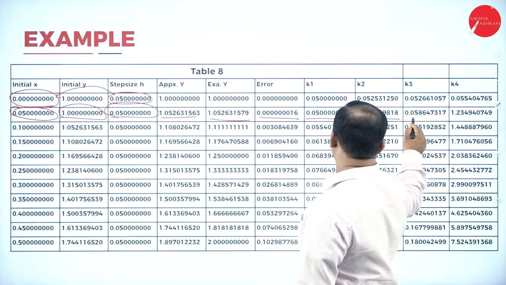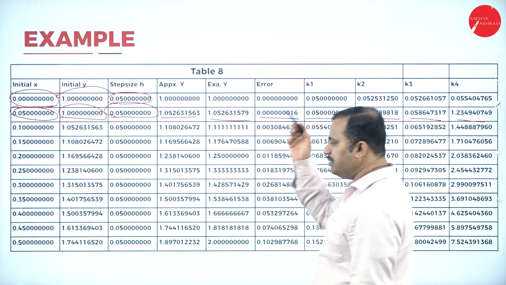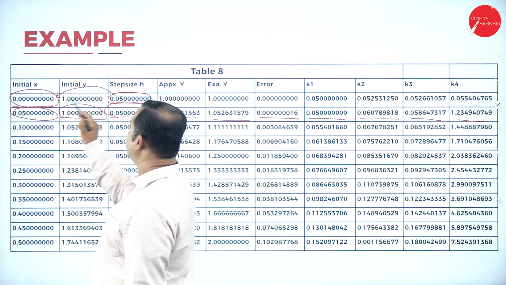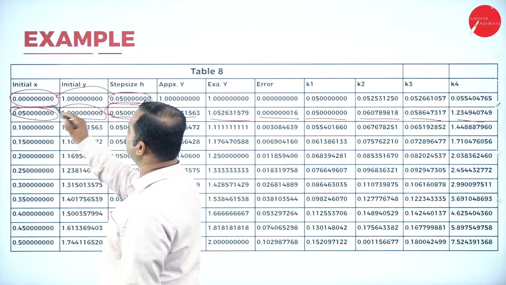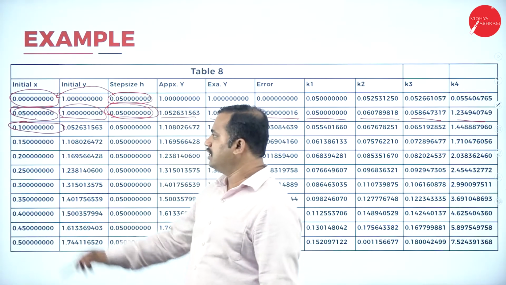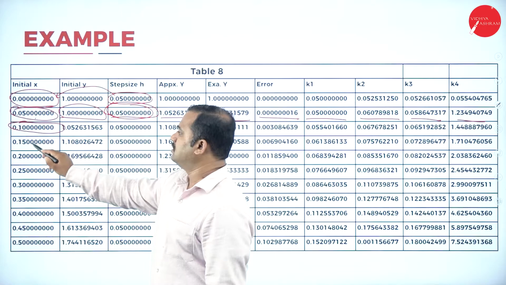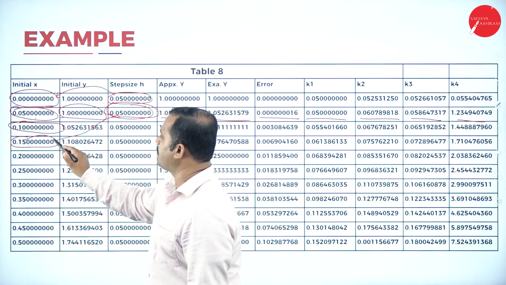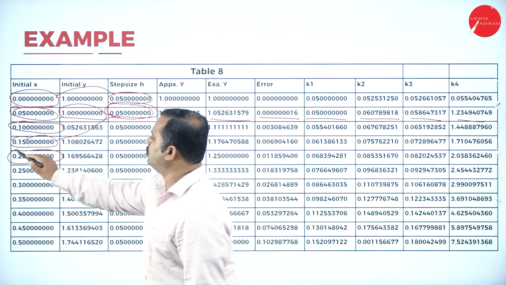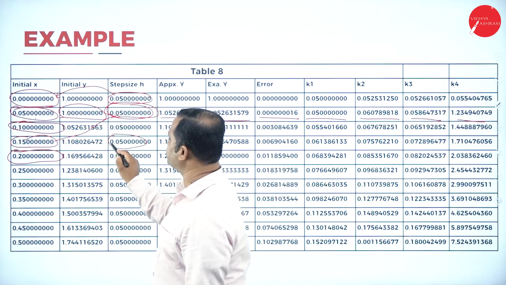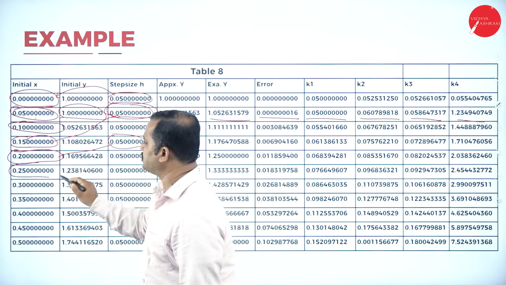Then x, k1, k2, k3, k4. The same procedure is followed here. The only thing is you need to add 0.05 to this term to get the next term, that is the initial x. Then we will add this term to this to get the next term. Then we will get 20. Then 20 to this term, the step size, we will get this term.